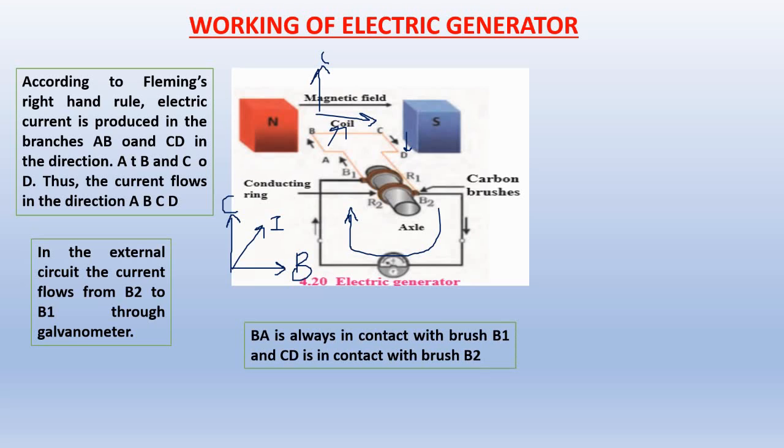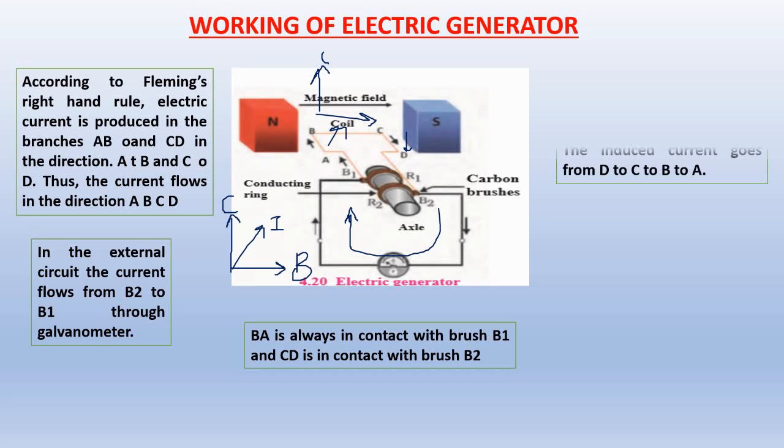So BA is always in contact with brush B1 and CD is in contact with brush B2. Now from the diagram we can see that this BA is in contact with brush B1 and CD is in contact with brush B2. It is clearly seen from the figure, and that is why when the current reaches D, it flows from B2 to B1.